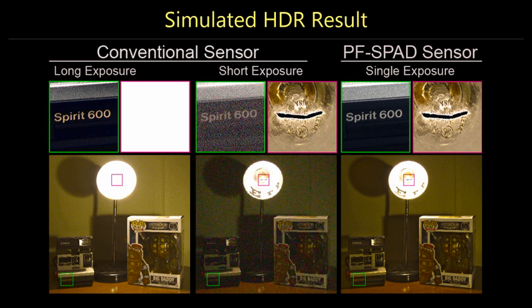This is a simulated HDR image of an indoor scene. A conventional image sensor with a long exposure time captures the textual details in the shadow, but the bulb appears saturated. With a shorter exposure time, the conventional sensor captures the bulb filament, but the darker text appears grainy. A simulated PF-SPAD array successfully captures the entire dynamic range in a single exposure duration.